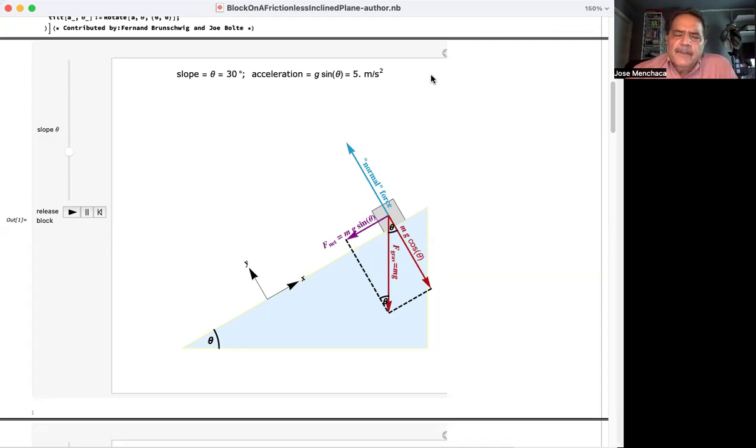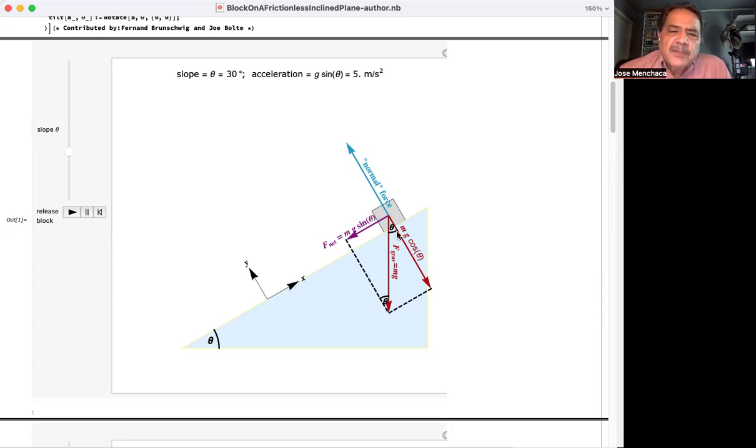And what we're doing here is looking at the vectors that make up a block on a frictionless inclined plane. In fact, that's the name of the file, block on a frictionless inclined plane. It's not mine. I didn't write this Mathematica script. This was written by Fernand Brunschwig and Joe Bolte.